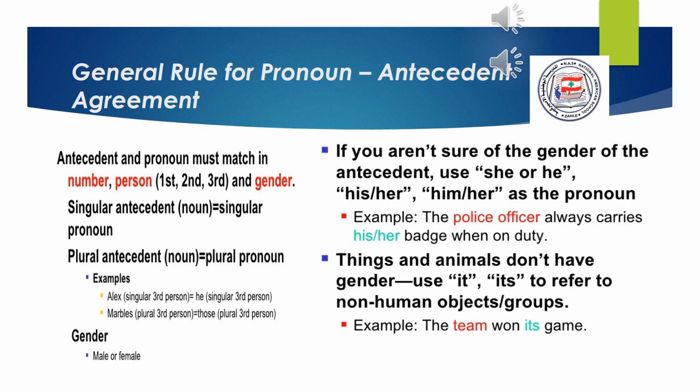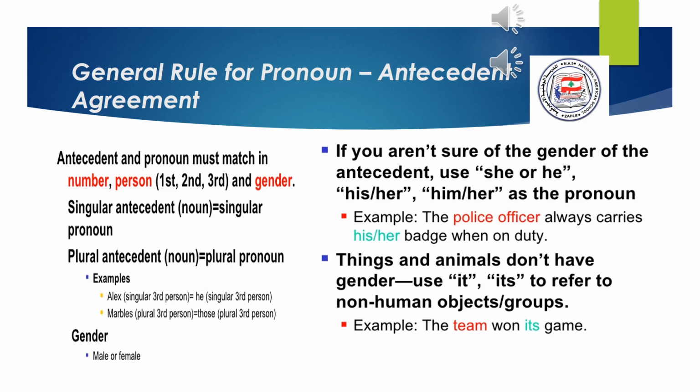Examples, Alex is a singular third person noun. It has he, which is a singular third person pronoun. Marbles is a plural third person noun and it has those as a plural third person pronoun. And gender, as you know, it means male or female or neuter.